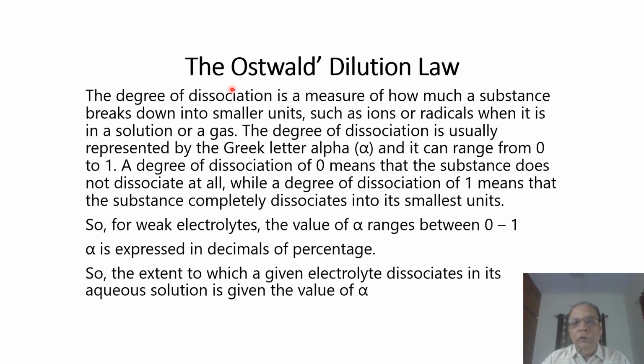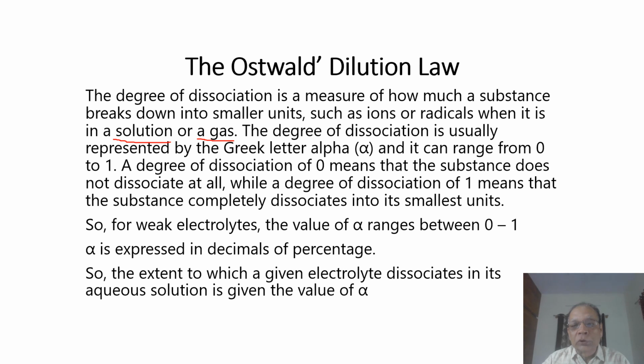Ostwald's dilution law. The degree of dissociation is a measure of how much a substance breaks down into smaller units such as ions or radicals when it is in a solution or a gas. Both are applicable, solution or gas. And we have two examples at the end of the video to show you that this does happen.